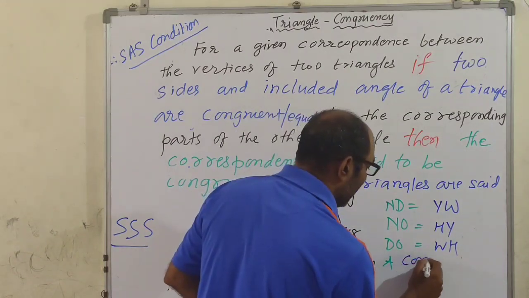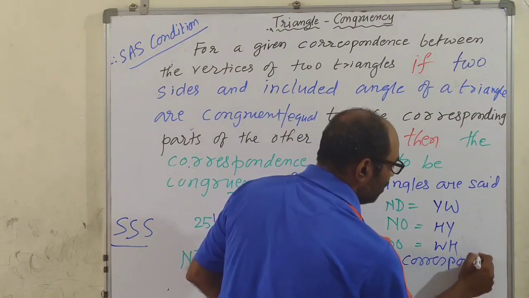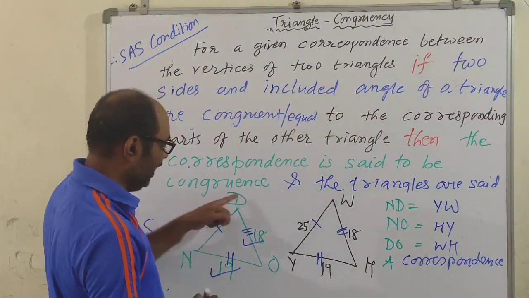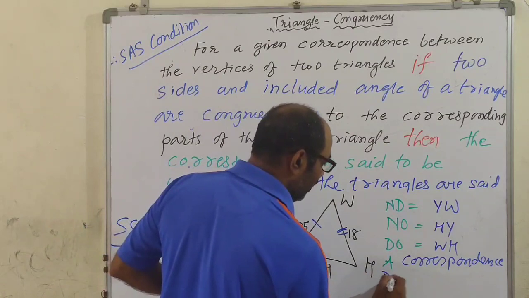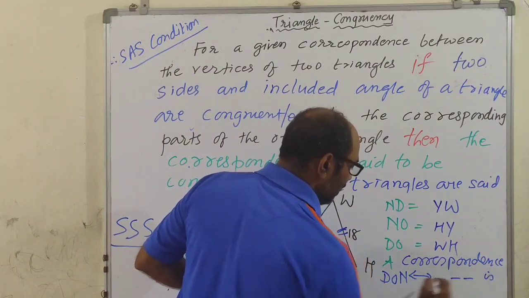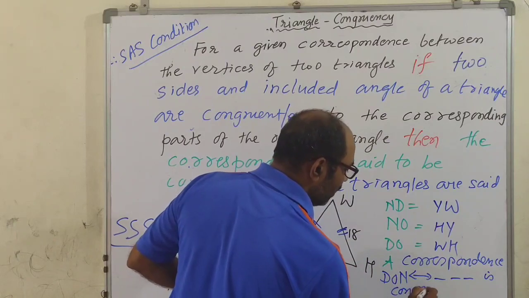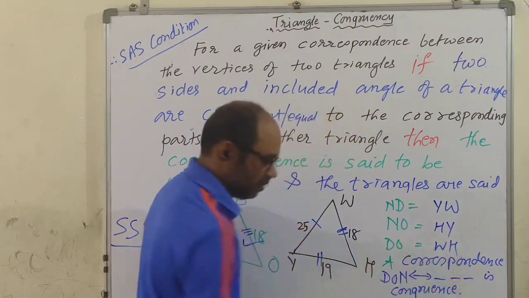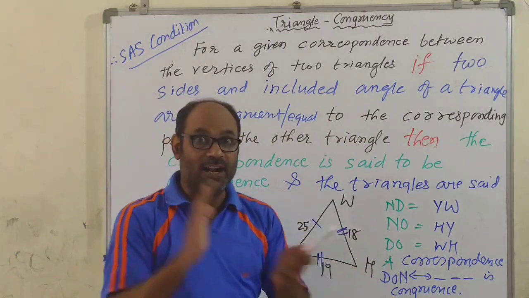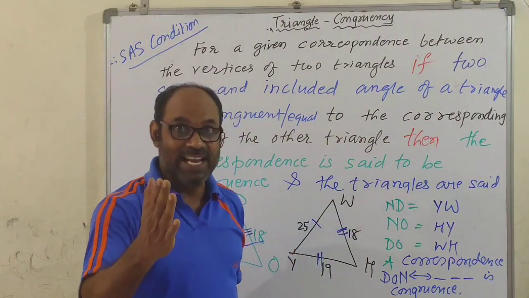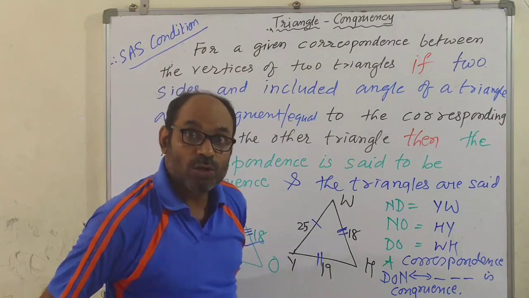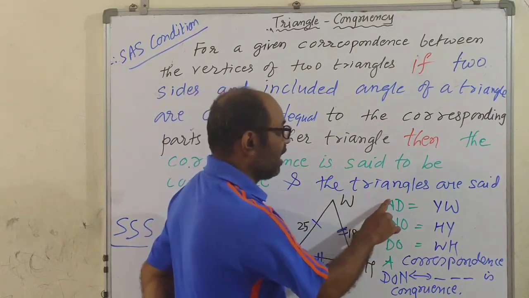A correspondence. DON corresponds to dash dash dash is congruence. Now very interesting children. There are no angles, कोई भी एंगल नहीं है which can give us direct correspondence. तो correspondence कैसे मिलेगा? Here there is no guarantee.